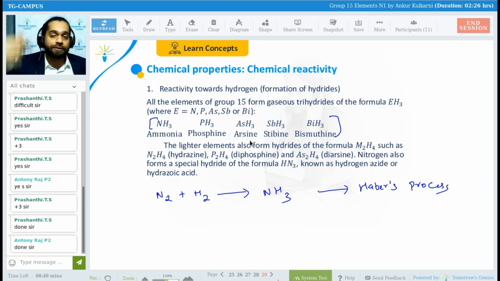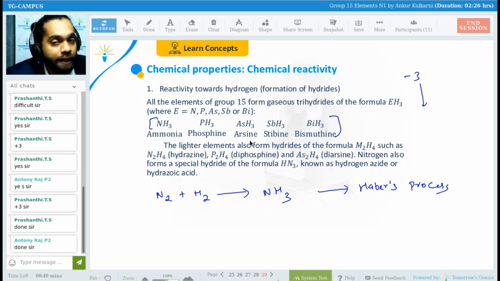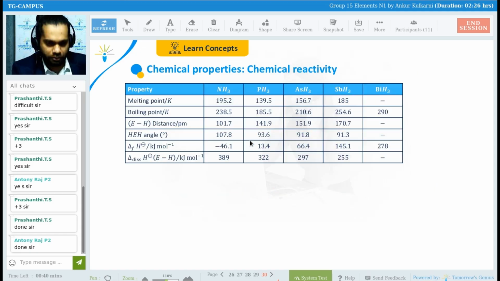But we have seen as we go down the group, the -3 oxidation state decreases. The stability decreases. Hence, over here, BiH3 does not exactly form. BiH3 generally does not exist; it is very unstable. Immediately it goes away. Is it clear, everyone?